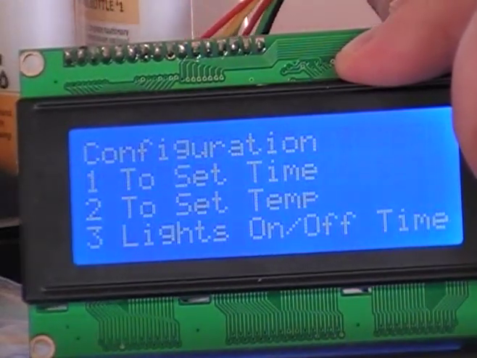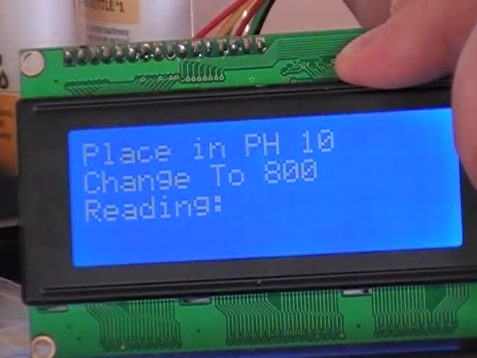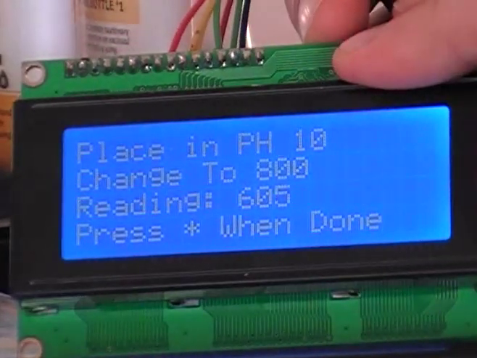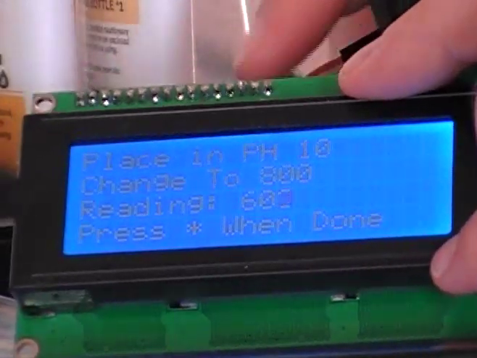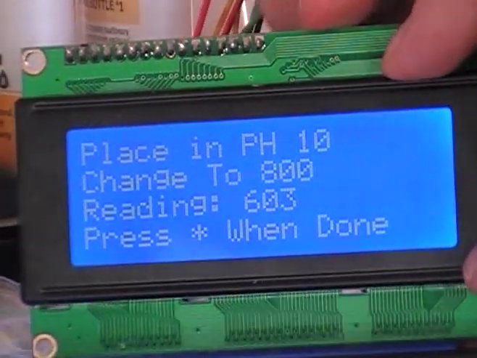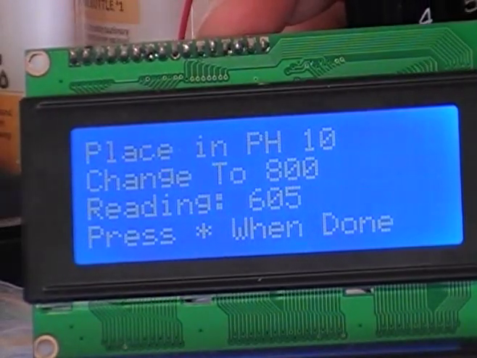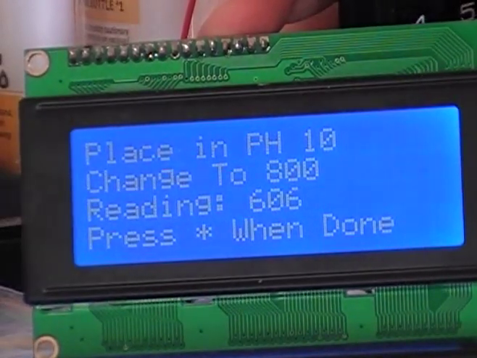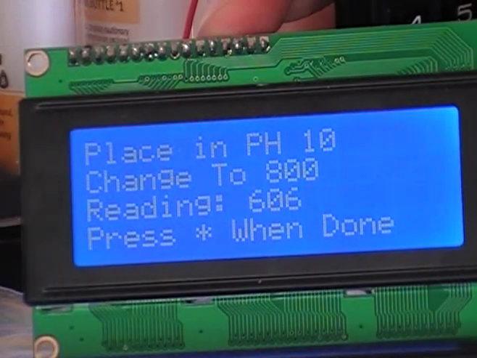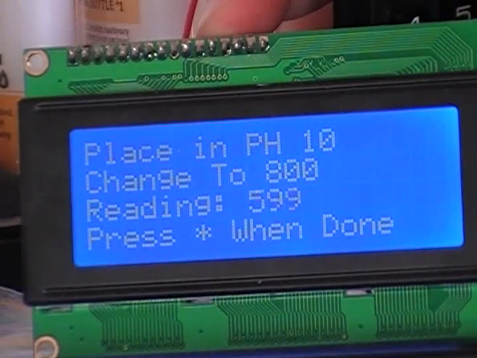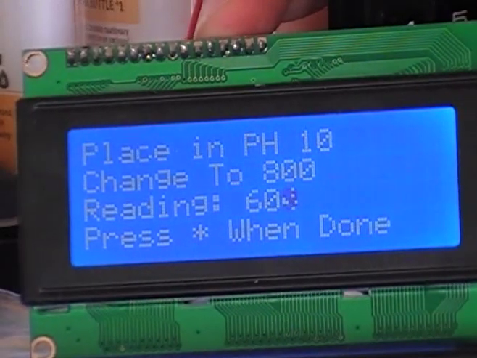So we go in, and basically what we're going to do is, you can see the reading right now is hovering around 600, 605. It's not jumping around too much, 606, 603. So about 3, so that's fairly accurate. Well, that's really accurate. It gives us more accuracy than we need.